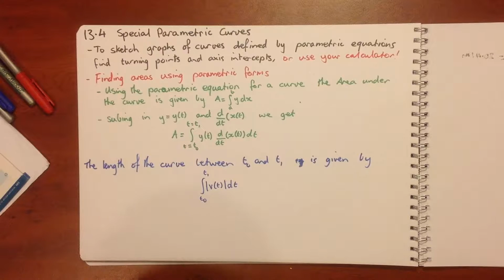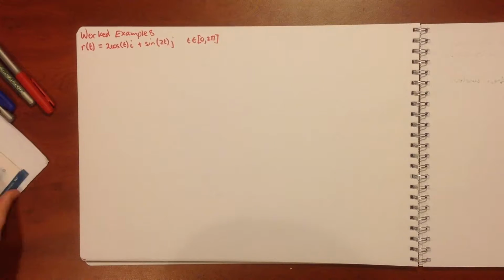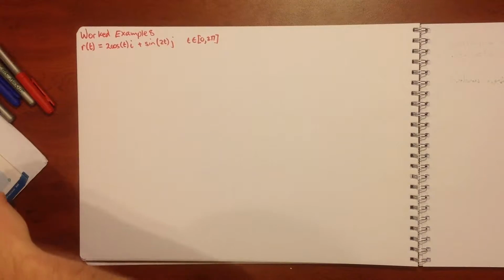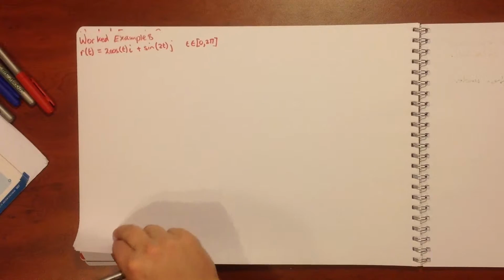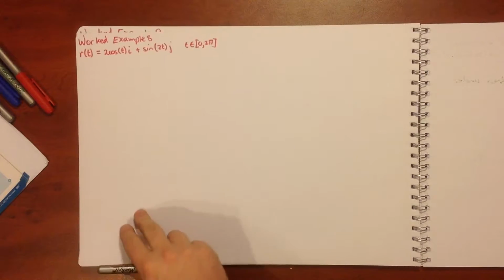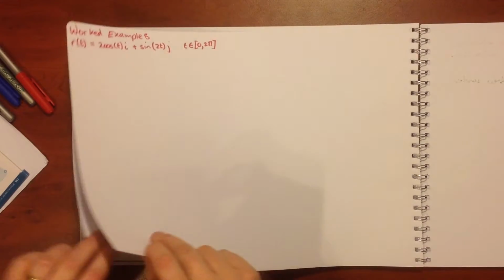The length of the curve between t0 and t1 is given by the integral from t0 to t1 of the modulus of v of t dt. So that's all the theory we've actually got, and we've got a couple of worked examples to look at. If you've been following my other videos on YouTube, you'll know that most of the time we can get through a worked example in a page, but for the next couple we need a couple of pages free. So we'll see how we get on with our space.